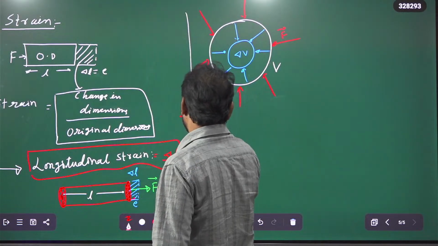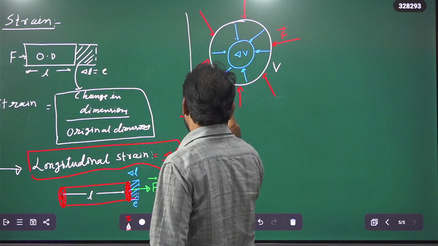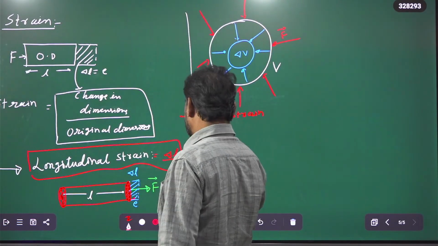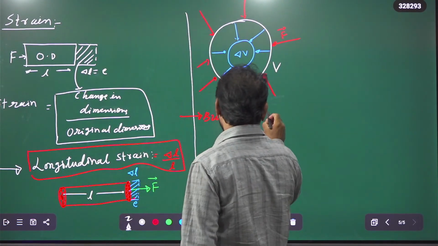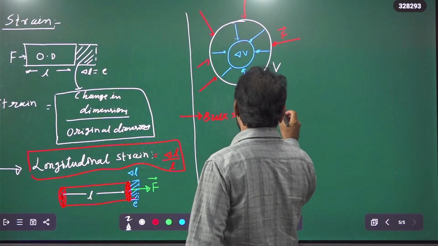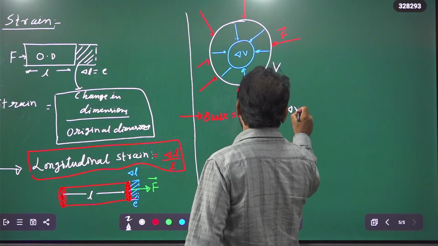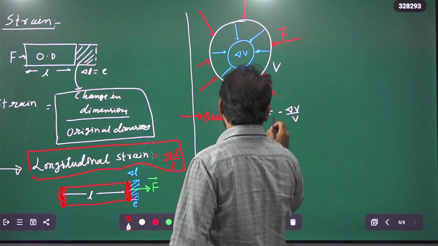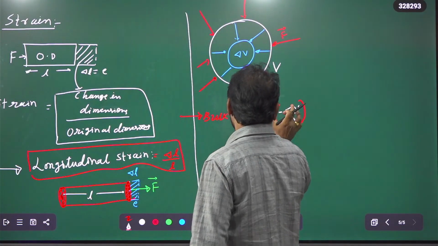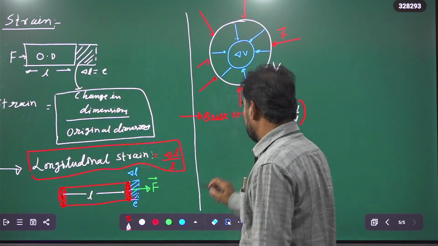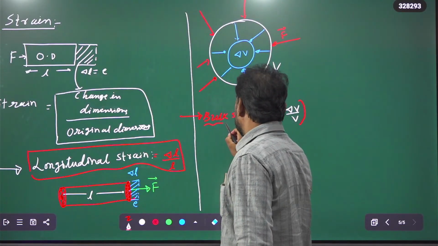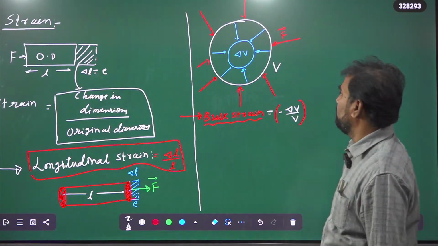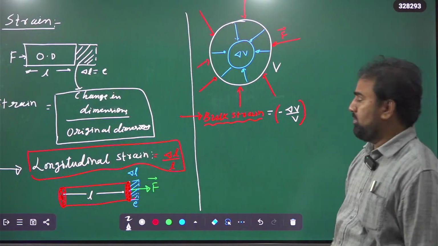Bulk strain is generally defined as what? Change in volume to original volume, that is equal to delta V upon V. I am writing it with a negative sign because the volume has decreased. That's why I have written it so. Bulk strain is equal to change in volume by original volume.